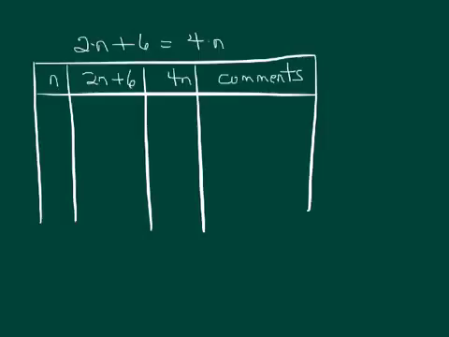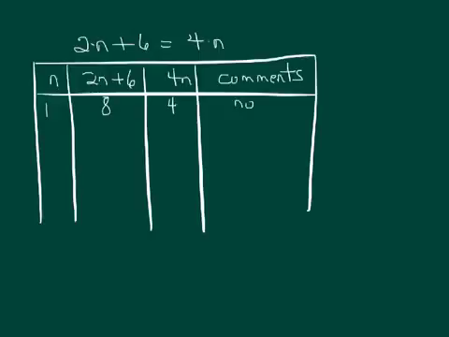All right, let's start with the number 1. 2 times 1 is 2. 2 plus 6 is 8. 4 times 1 is 4. Does 8 equal 4? No. They're not equal. I'm just going to say no.